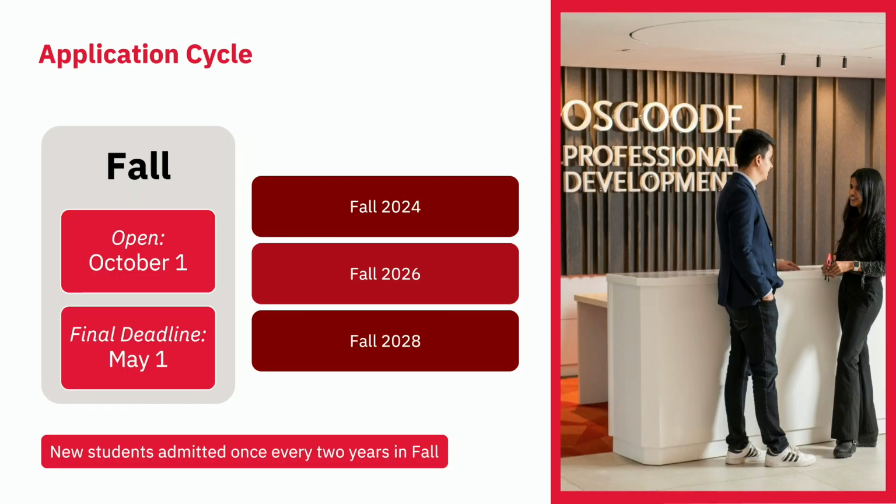So this is a cohort program, which means all students begin the program as a group, and a new cohort doesn't start until the first one finishes. New cohorts for the program begin every 2 years in even year falls, so fall 2024, fall 2026, fall 2028, etc. Applications open on October 1st, the year before the program begins, and there's a final deadline of May 1st.